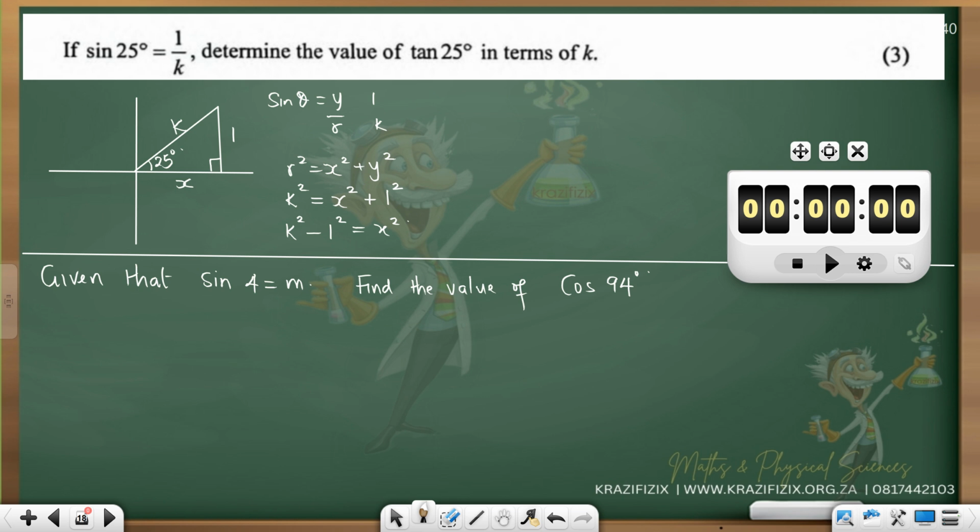So k squared minus 1 squared equals what? X squared. What is x? It is plus or minus square root of what? K squared minus 1 squared, which is still 1. But if you look at your diagram, it's on the positive side, so we stick to the positive one. Now, what is tan? Again, remember the basics. Tan 25. Y over what? X. What is your y? 1. What is your x?